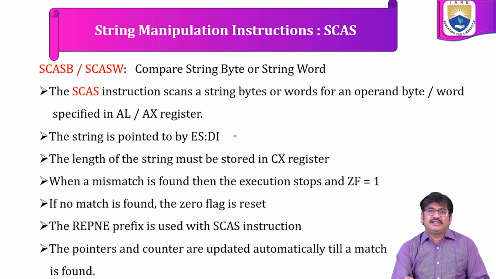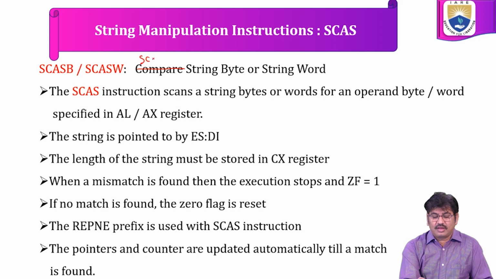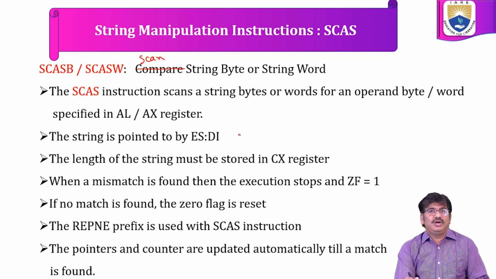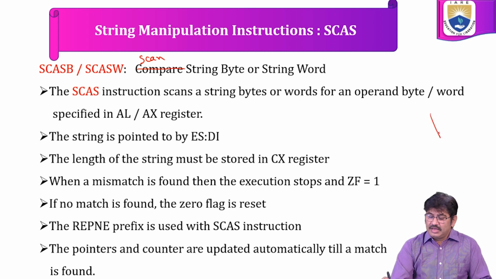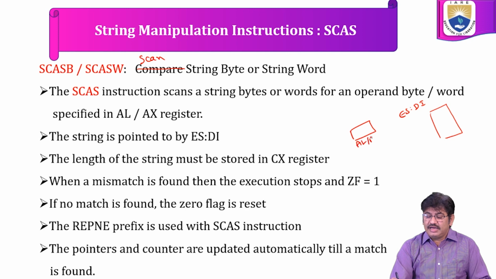The next instruction is SCASB or SCASW, which is scan string byte or string word. The SCAS instruction scans a string of bytes or words for an operand byte or word specified in the AL or AX register. The string is pointed with the extra segment and index register DI. The source is present either in the AL register or the AX register. The length of the string for comparison is stored in the CX register.